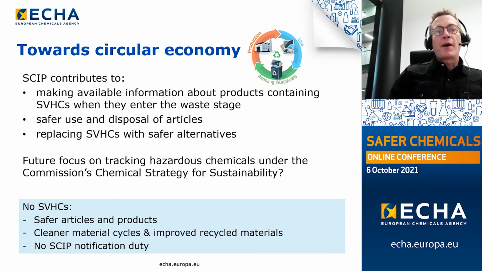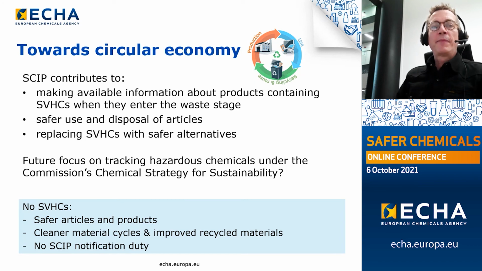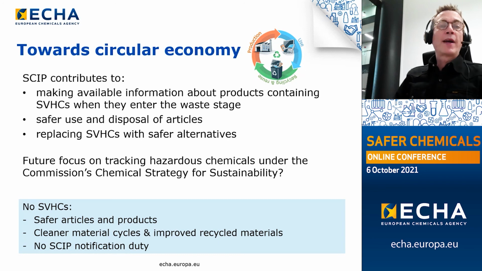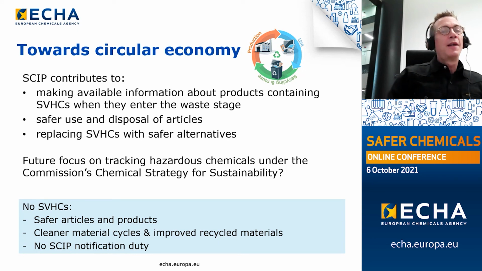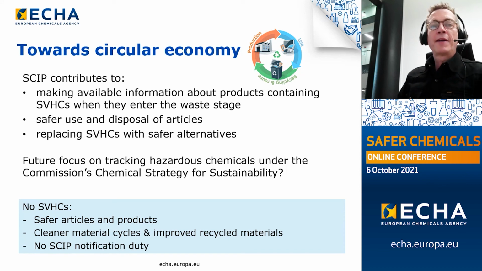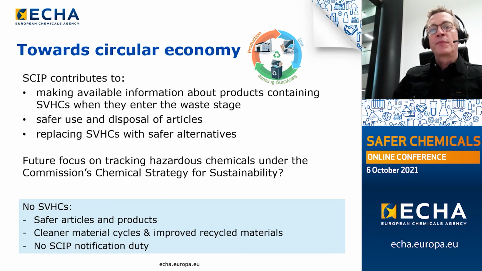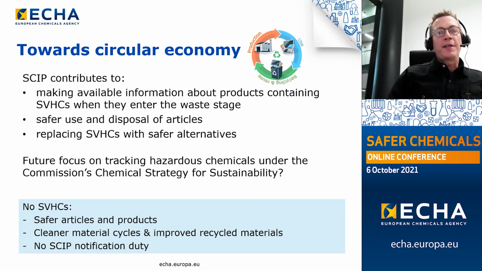Good to mention here also, under the circular economy, is the Commission's chemical strategy for sustainability. Still a lot to clarify here, but it seems quite clear that there will be further focus in the future on tracking hazardous chemicals, substances of concern, substances of very high concern, all to be clarified within the supply chains. So let's see how that develops and what further steps might be taken in the coming years. And again, the essence of this is reduction of SVHC, safer articles and products, cleaner material cycles, increased use of secondary raw materials rather than primary.